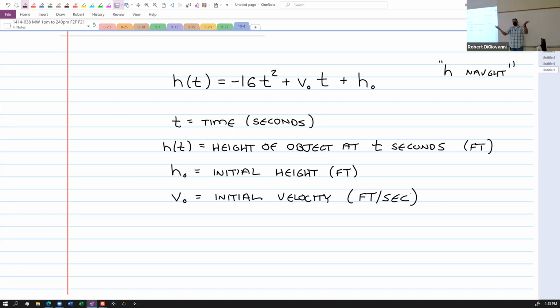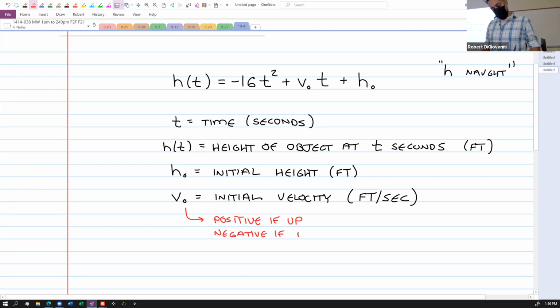So it's obvious stuff, right? But that initial speed I give it has to be accounted for in the formula, and that's what the V naught is. So if you throw it up, then that V naught is a positive number. Okay, so I need to put that here. Positive if up, and negative if down.